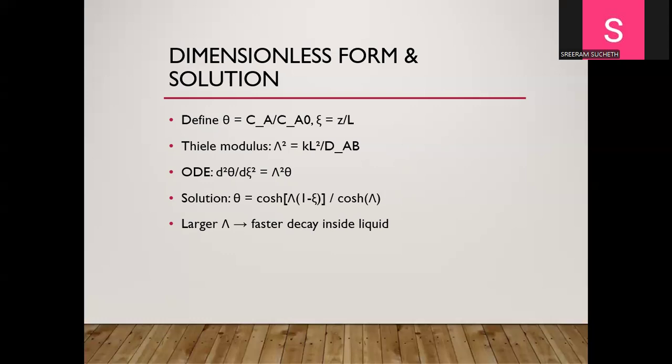Now the final concentration profile becomes theta equal to cosh of Thiele modulus into (1 minus xi) upon cosh of Thiele modulus. This shows that higher Thiele modulus causes sharper concentration decay.